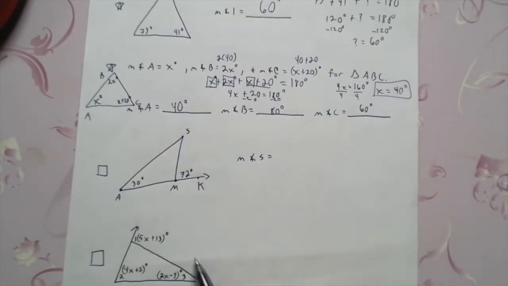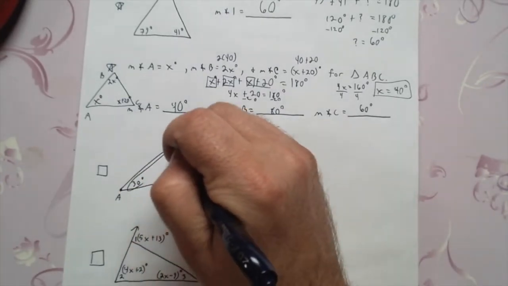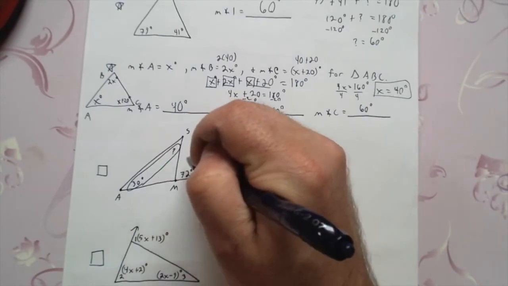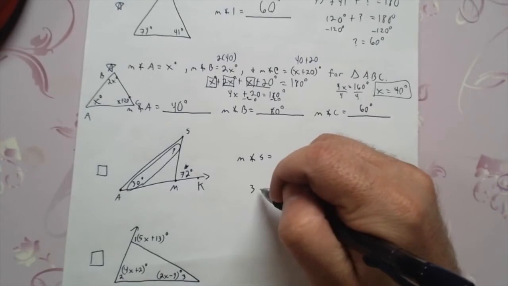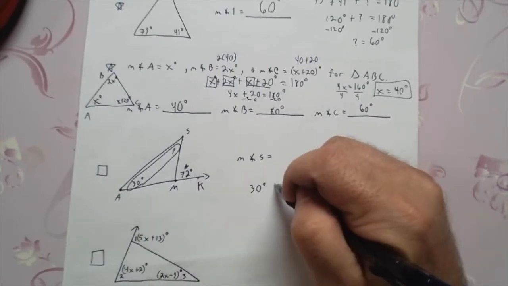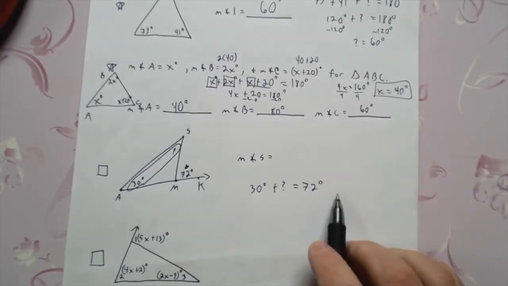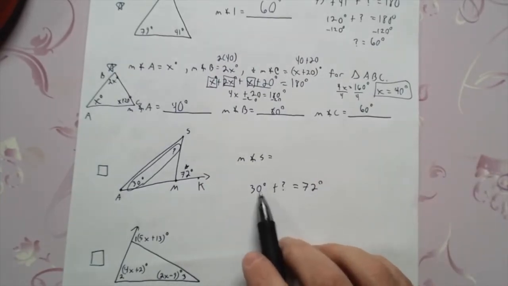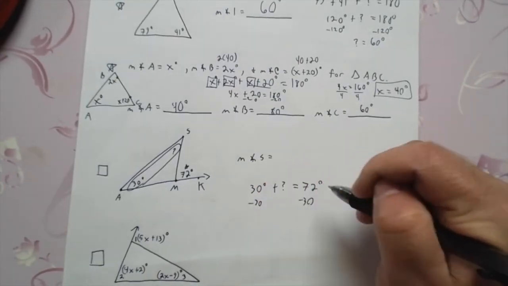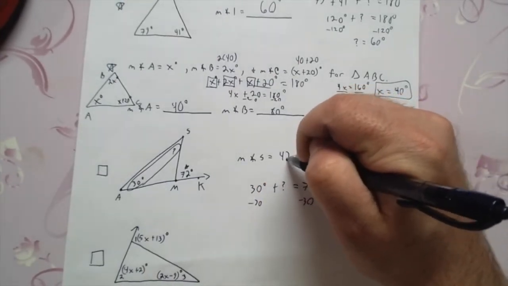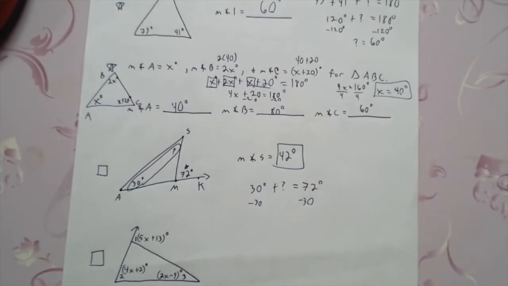All right, now exterior angle theorem. Exterior angle theorem says that if I take these two angles right here, add them together, I get that guy. Well, that's just a simple equation. So I got 30 degrees plus whatever that one is has to equal 72 degrees, because this is my exterior angle theorem. My two opposite angles add together to give me my exterior angle. So just subtract 30 minus 30, and that gives us 42 degrees. And there it is.